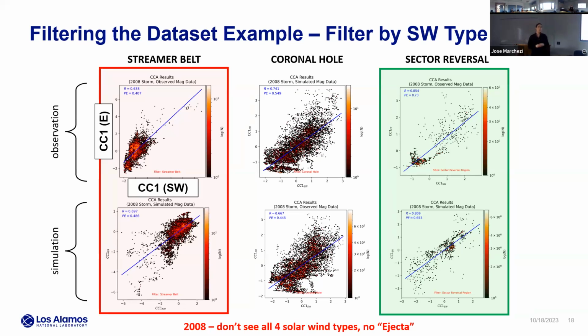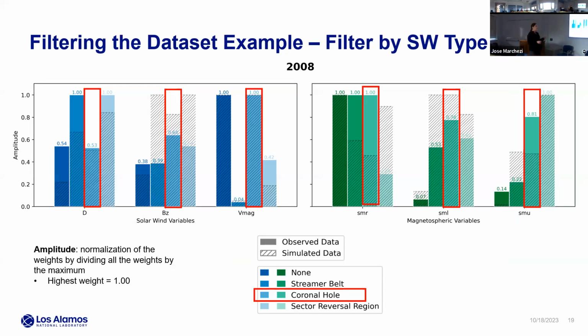So that was a good indication. We did try this with the 2013 storm and found consistencies: the sector reversal did perform best and the streamer belt performed worse, which was good to know. This is just comparing the weights with the solar wind type.